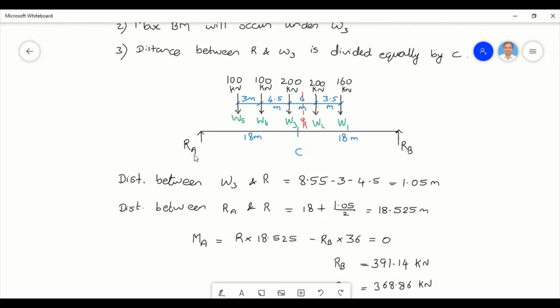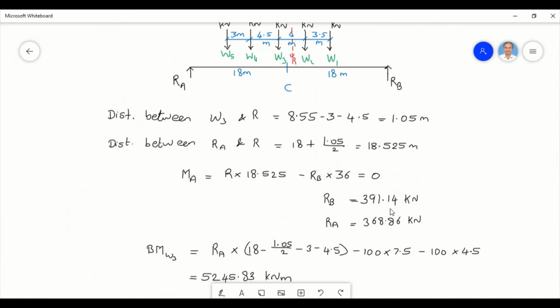Now we need to calculate the value of the reactions RA and RB. We will take moment about RA. Since this is an external hinge, the moment about RA must be equal to 0. There are only two forces: RB is acting, it will induce a counterclockwise moment, and this reaction R is going to produce a clockwise moment, and RA is acting at a distance of 0 about A, so we can ignore RA. From this expression we can calculate RB, and RA can be calculated as 760 minus 391.14, it will be 368.86.